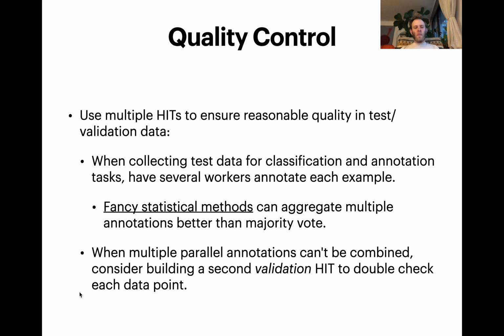When you can't combine multiple parallel annotations, for example, when your task involves writing, it's hard to just automatically merge multiple people's answers to the same question, for example, if they're written free text answers. You can do a two-step process where a single worker attempts to complete a hit, but then several other workers double-check the quality of that work in one way or another, allowing you to only keep the examples that other workers consider to be high quality.